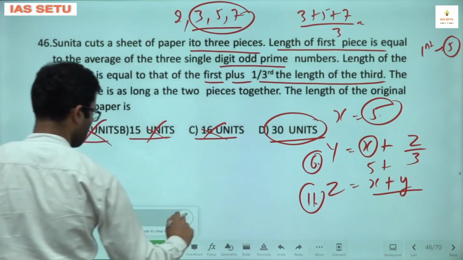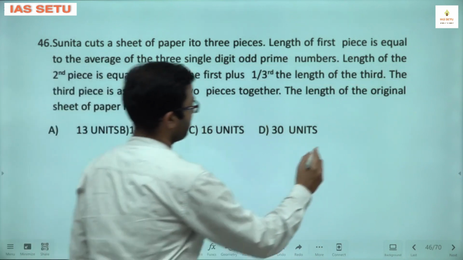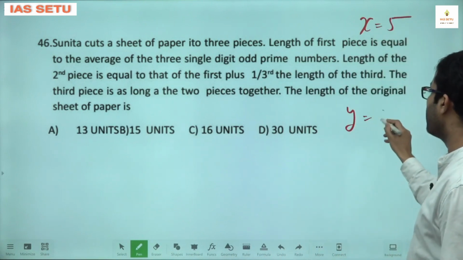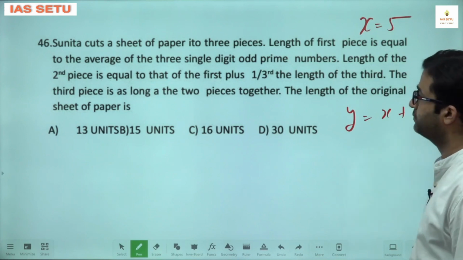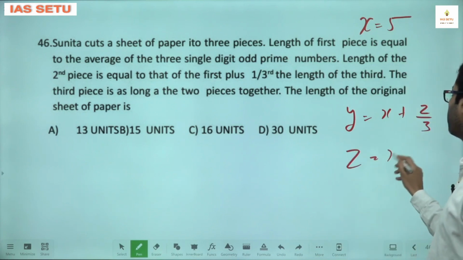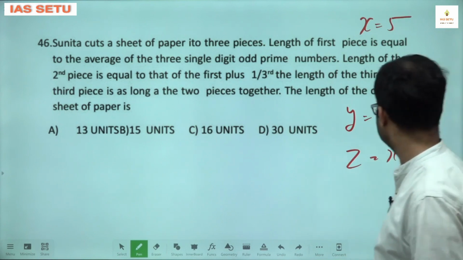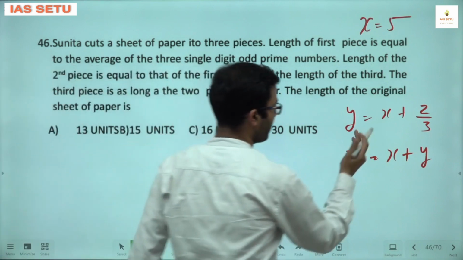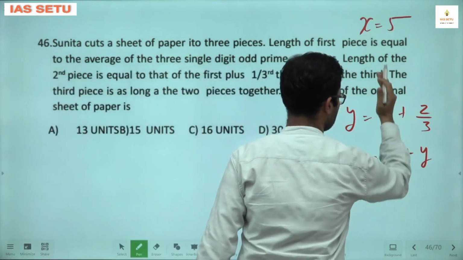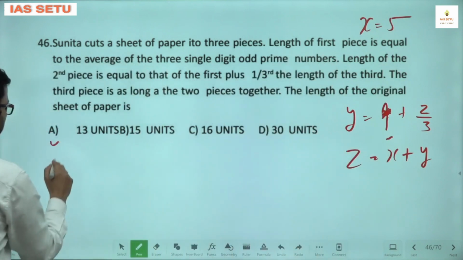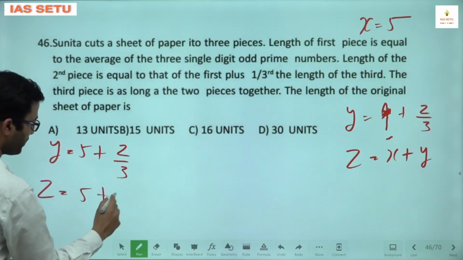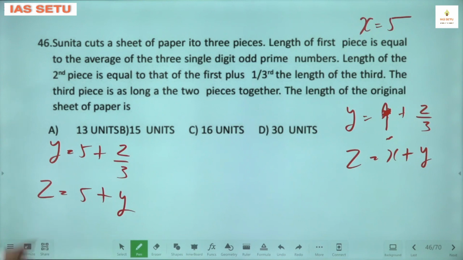Method 2. First piece we got 5. The second piece is x plus z by 3, and the third piece is x plus y. The value of x is 5, so we put the value of x as 5. I make equations here. y is equal to 5 plus z by 3. z is equal to 5 plus y. If we put the value of y here, we get the value of z, then we get the value of y.